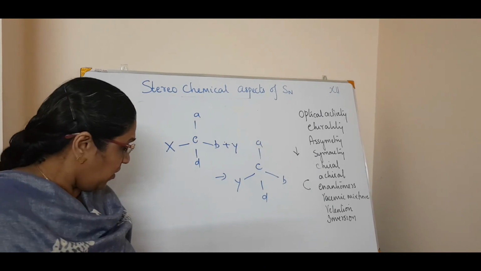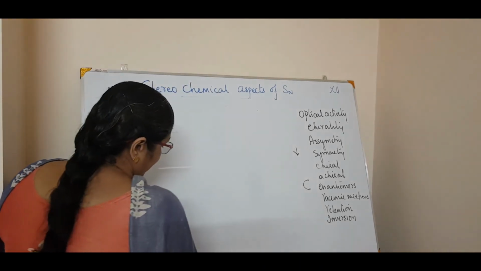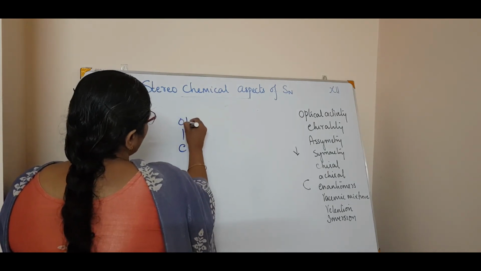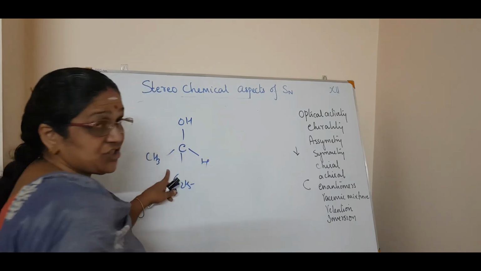Correct? Or if you want a real example, say this is OH, this is CH3, this is C2H5 and this is H.